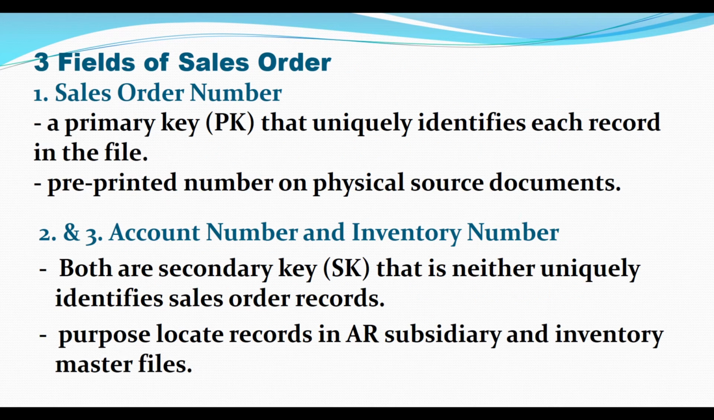3 fields of sales order. Number 1. Sales order number. It is the primary key that uniquely identifies each record in the file. It is also the pre-printed number on physical source documents. Number 2 and 3. Account number and inventory number. Both are secondary keys that do not uniquely identify sales order records. Their purpose is to locate records in AR subsidiary and inventory master files.